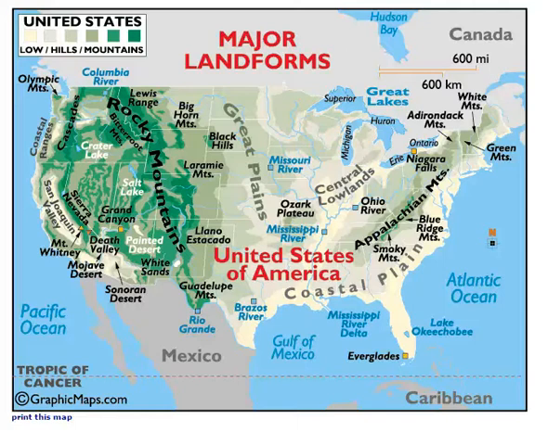Today we're going to learn how to read a landform map. A landform map shows a place's main physical features. Let's look at this landform map of the United States. Let's start off by looking at the key.